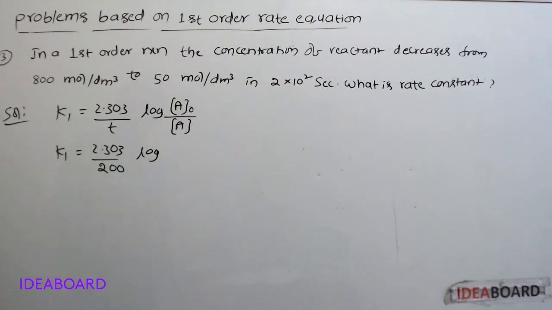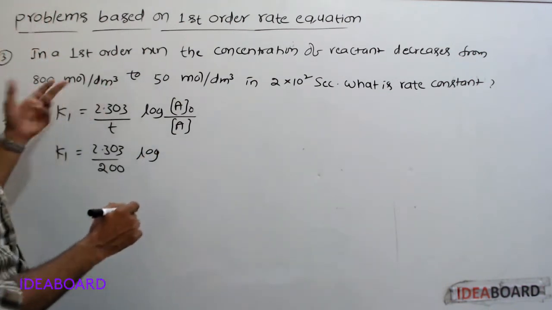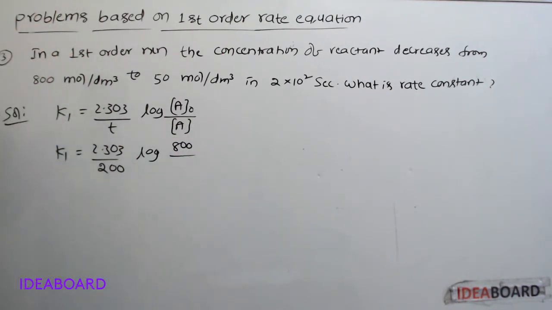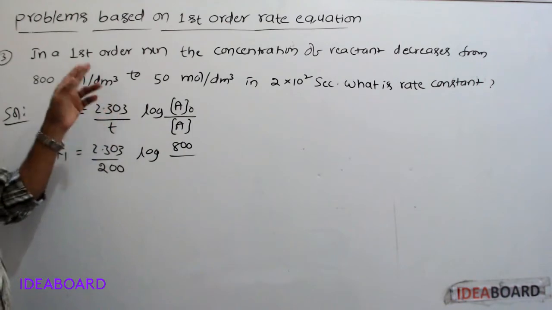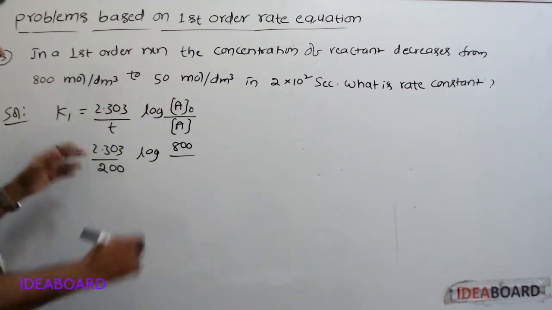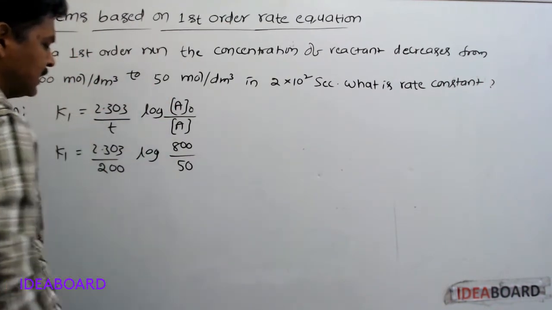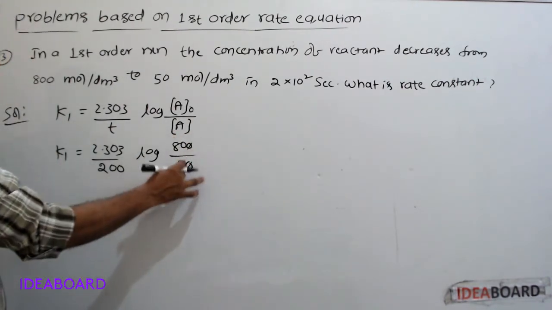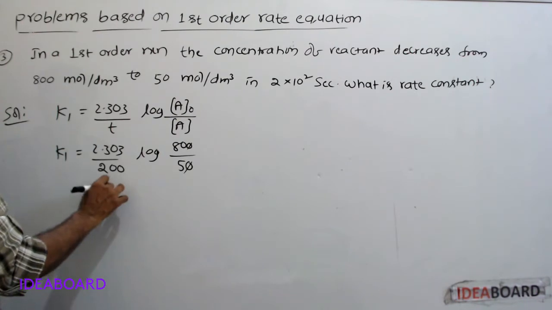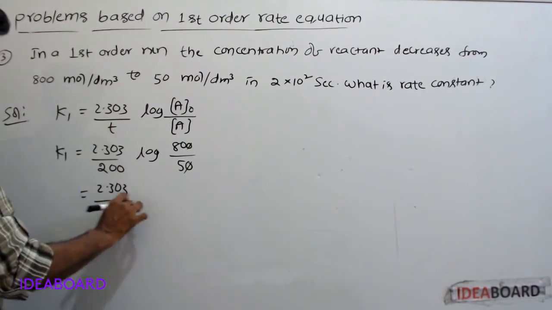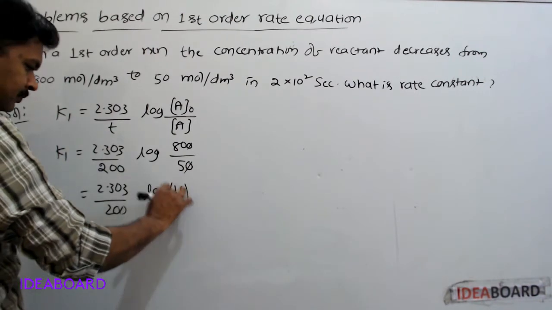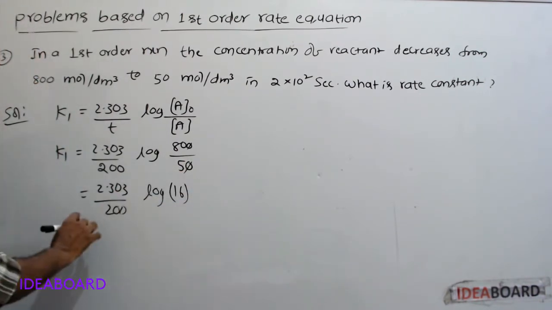The initial concentration of reactant is 800 moles per decimeter cube, divided by the concentration after some time, which is 50. The zeros will get cancelled. It becomes 2.303 by 200 log 80 by 5, which is 16. Log 16.